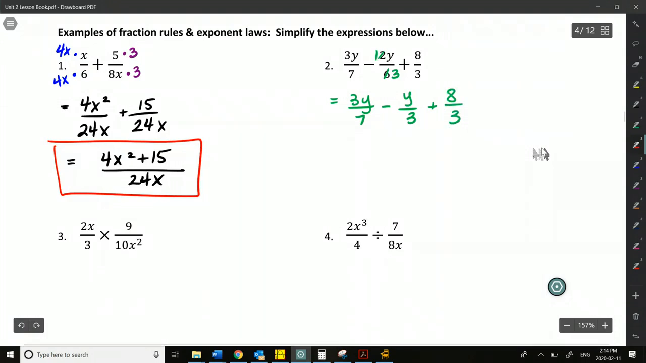Okay, common denominator between 3 and 7. Lowest common denominator, ideally. Nina? 21. So this one needs to be multiplied by 7, same with the middle fraction. And this one needs to be multiplied by 3.